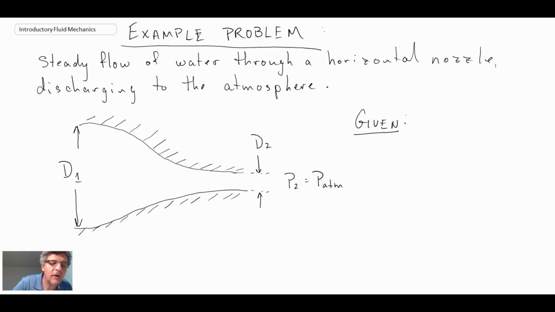So we have a nozzle. We can see that we have diameters. So it is a nozzle that is round on the inlet and on the exit. And what we're given is the inlet diameter and the exit diameter. We're told P2, which is equal to the atmospheric pressure, and we're told Q, which is the volumetric flow rate.